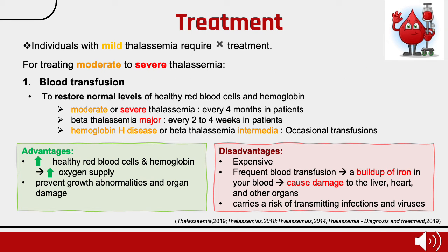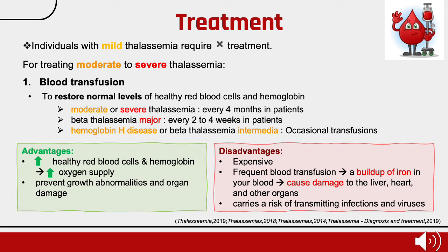Individuals with mild thalassemia do not require treatment. In order to treat moderate and severe thalassemia, blood transfusion is the standard method. With intravenous injection of normal red cells, normal levels of healthy red cells and hemoglobin will be restored. The advantages of blood transfusions are the increase in oxygenated blood supply and the prevention of growth abnormalities and organ damage.